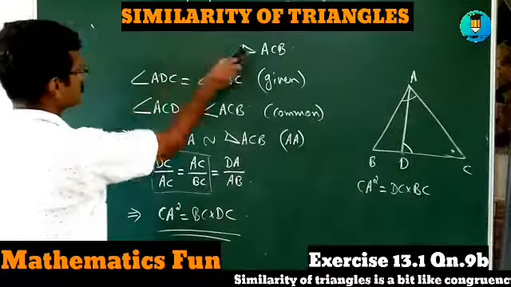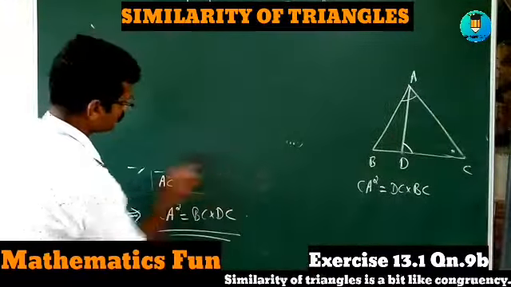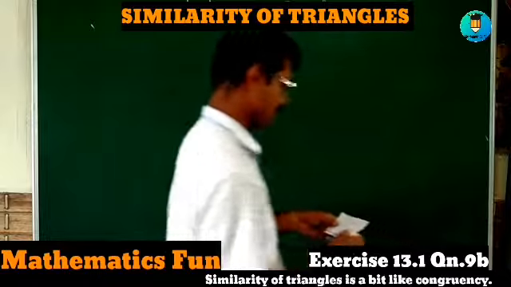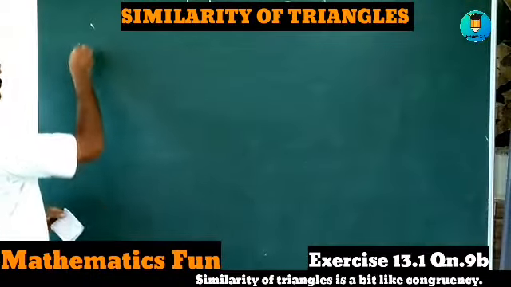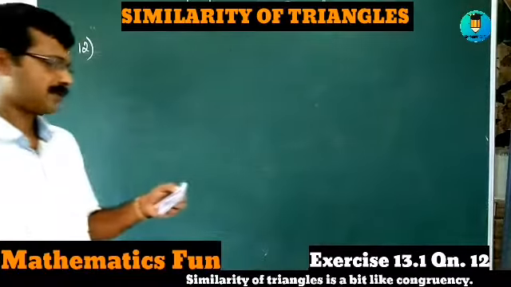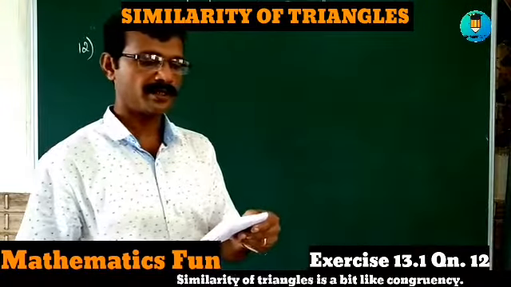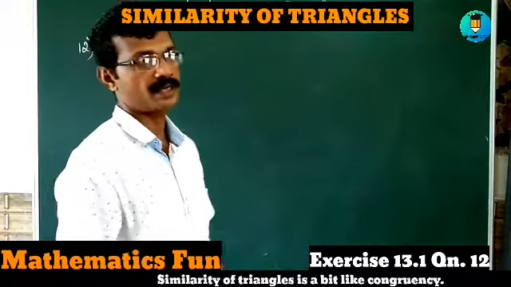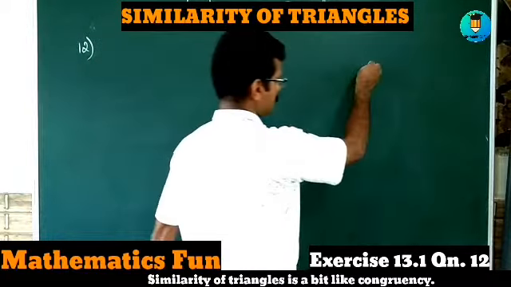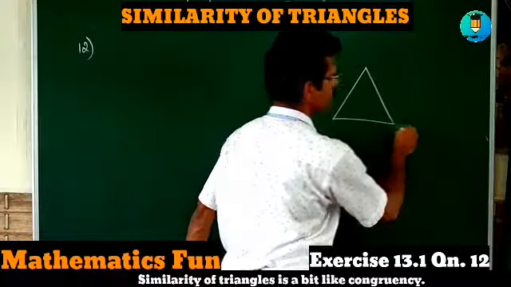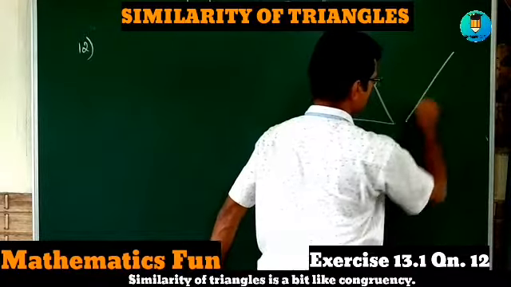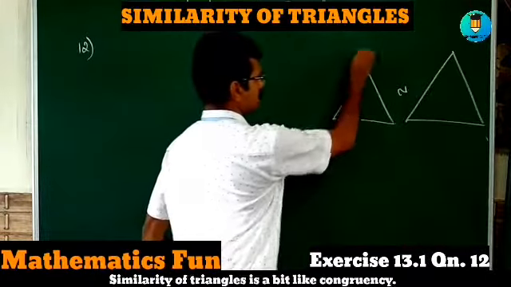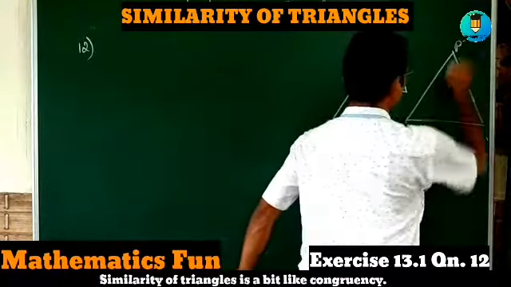Now we will do one more question, that is question number 12. Here the question is: prove that the ratio of the perimeters of two similar triangles is the same as the ratio of their corresponding sides. I told that result in between, so we have to prove it here. The triangles are given already as similar, so it will be ABC, PQR.